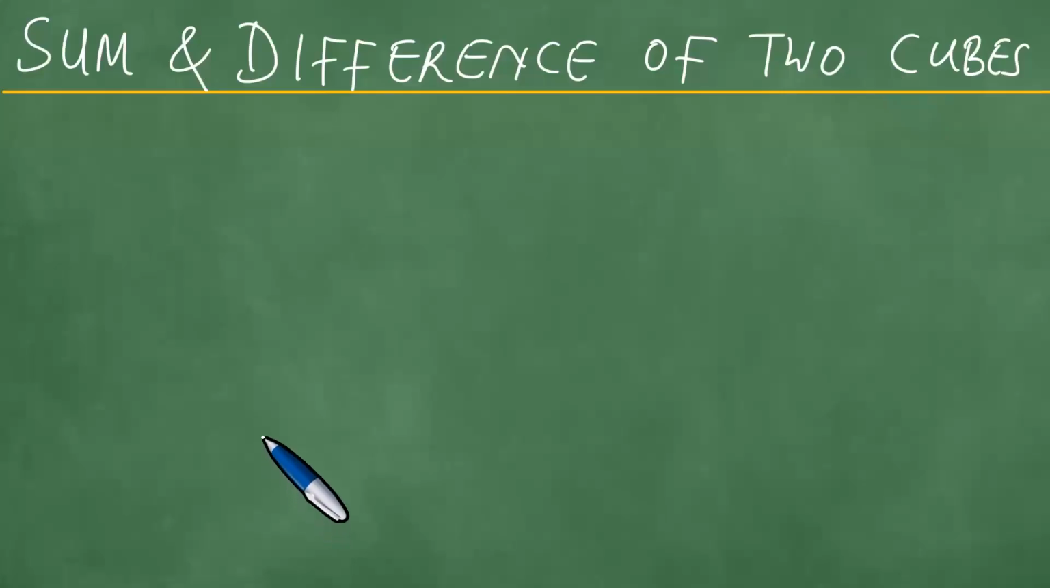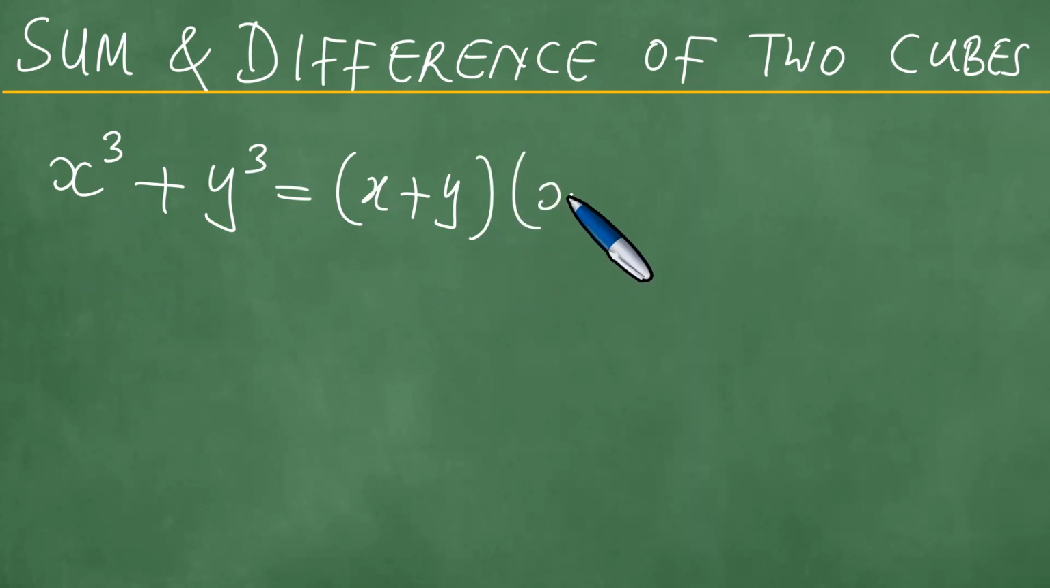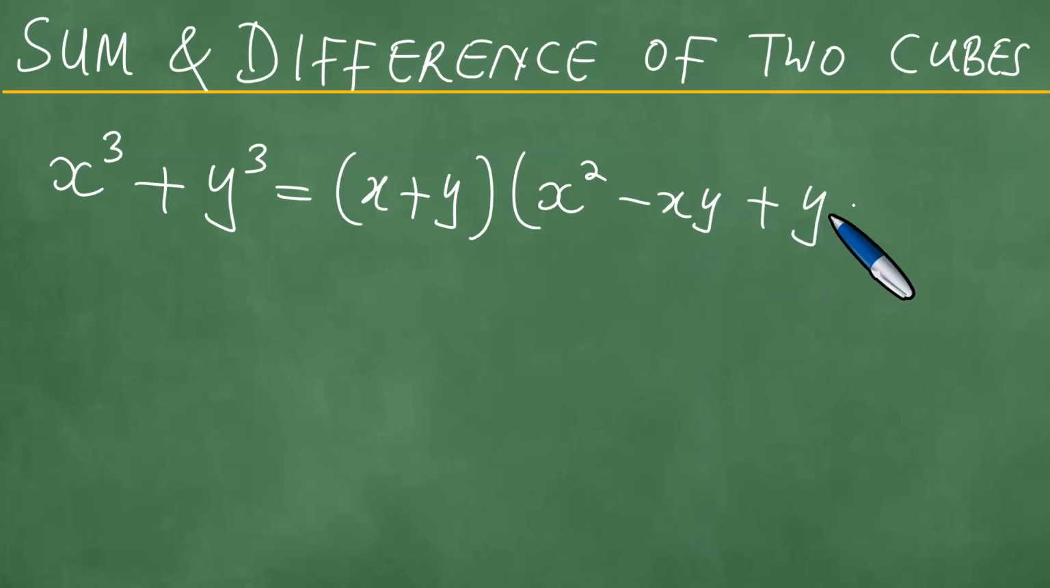Right, we are looking at the sum and the difference of two cubes. There are a couple of things we shall look at, but we need to recall the formulas, okay? For instance, if you look at the sum, x cubed plus y cubed, this is actually x plus y into x squared minus xy plus y squared. These are the factors of the sum of two cubes.